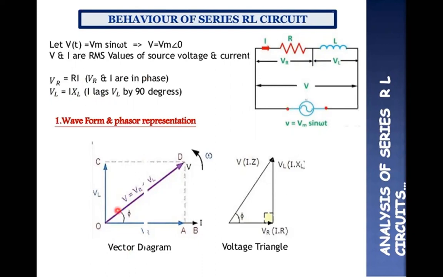From the phasor diagram we can understand very clearly. On the X direction we have taken the resistor, and on the Y direction we have taken the inductance. So V comes as the phasor sum of VR and VL, and this is the phase angle.